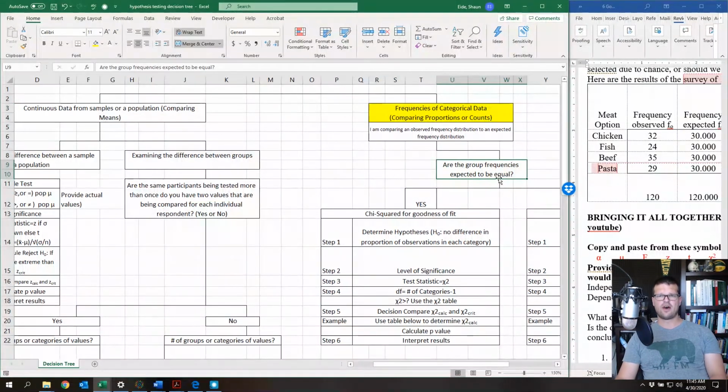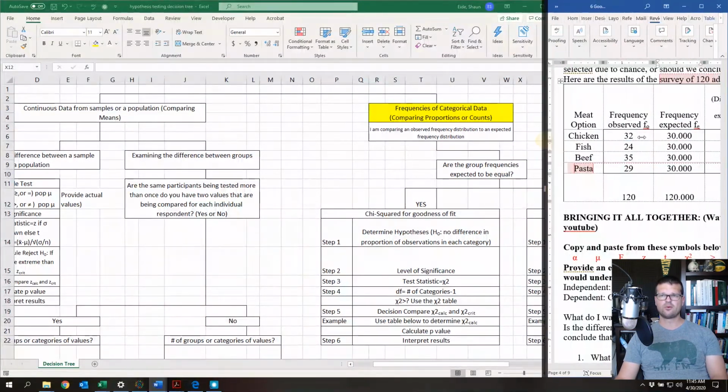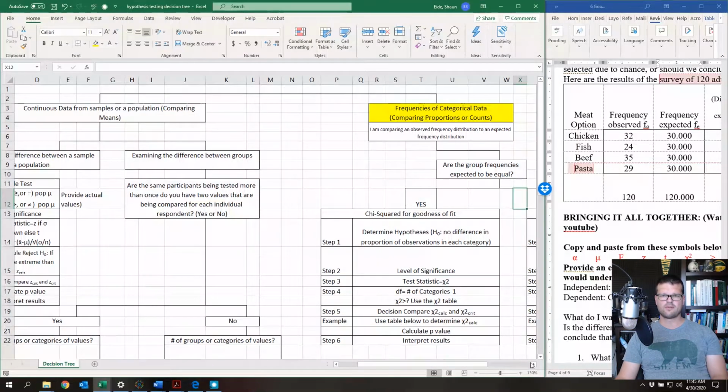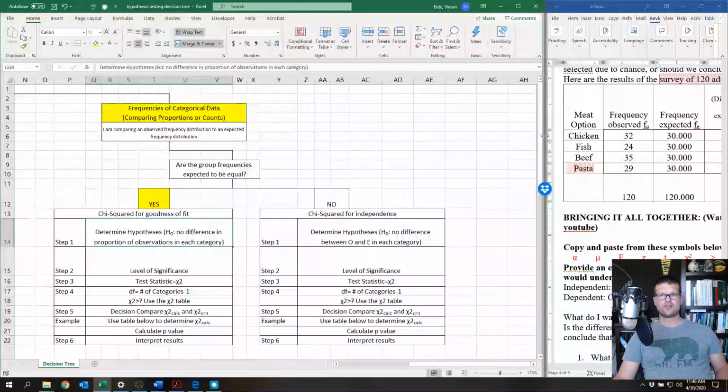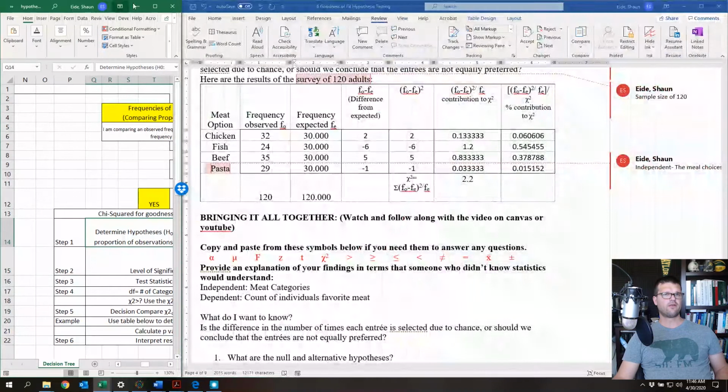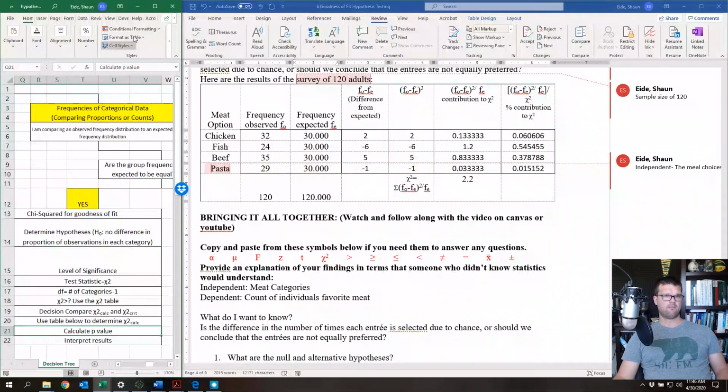Next, are the group frequencies expected to be equal? Yes or no? Well, you need to look at the expected frequency. The expected frequency right here is 30. Every group is expected to be 30. Therefore, are the expected frequencies supposed to be equal? And the answer is yes. So if it's yes, then we're going to go through this 6-step process and determine the chi-squared information. We've determined that we are going to be running a chi-squared goodness of fit test, and you can follow through this 6-step process and go from there.